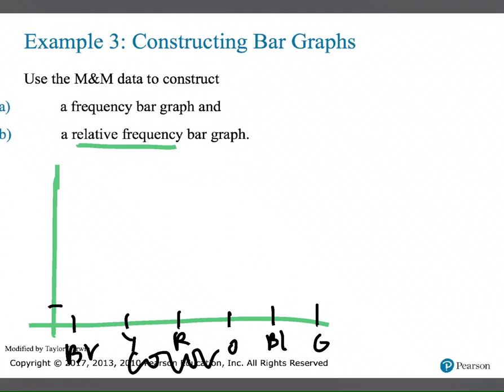So let's see. 0.05, 0.10, 0.15, 0.20. Whoops, it's not very spread out. 0.25, 0.30. Okay, so let's see. Brown was 0.2667.